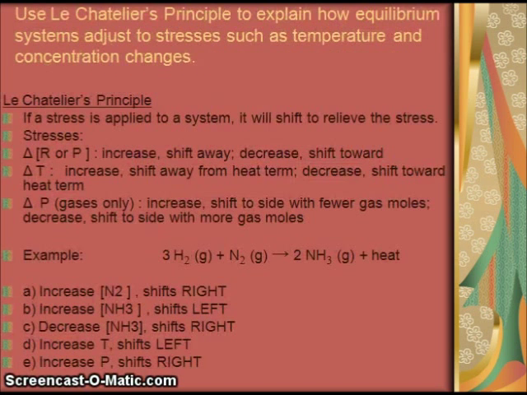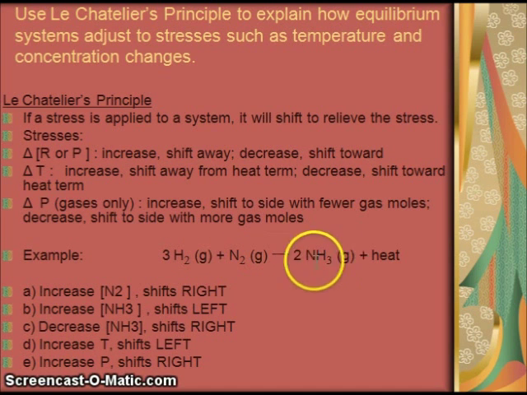Le Chatelier's principle is applied to reversible processes to allow us to predict what changes will occur if we apply a stress to a reaction system. So here's the basic idea. If we apply a stress to a reaction system, the system is going to react in order to try to relieve this stress. Examples of stresses would include changing the amounts of either reactants or products, changing the temperature, or changing pressure.